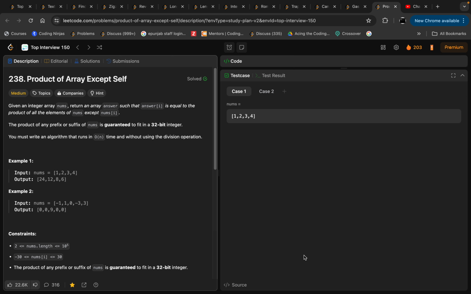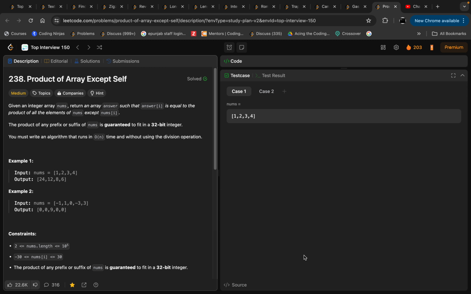So today's question is Product of Array Except Self. We are given an integer array nums and we have to return an answer array such that answer of i is equal to the product of all elements of nums except nums of i, and the product of any prefix or suffix of nums is guaranteed to fit in a 32-bit integer. It means that our answers will always be between 10 raised to power minus 9 and 10 raised to power 9, right? And we must write an algorithm that runs in O(n) time without using any division operation.